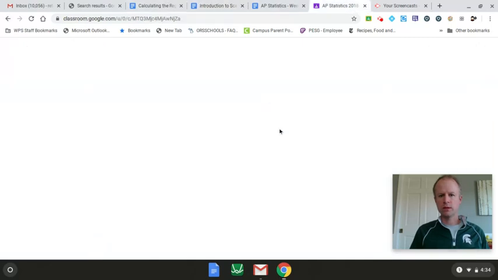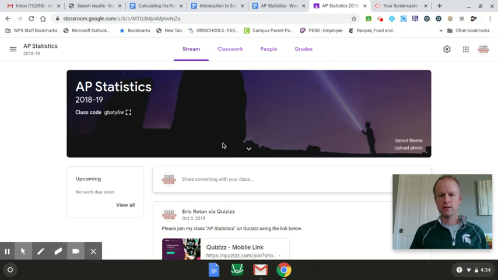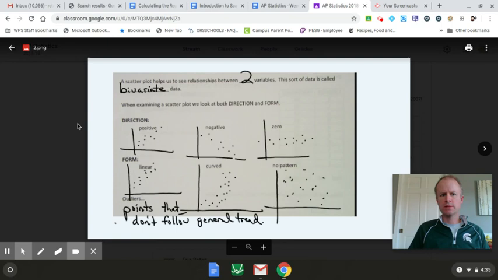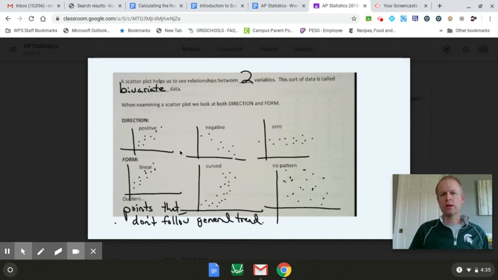So I'm going to click on the notes that I've already created as we look at this. If you take a look at the notes, it says this sort of data is called bivariate data, and that's what we just talked about. In the notes, you have several blanks where you're going to think about what a scatter plot would look like.